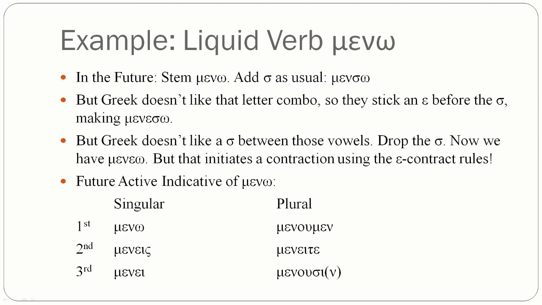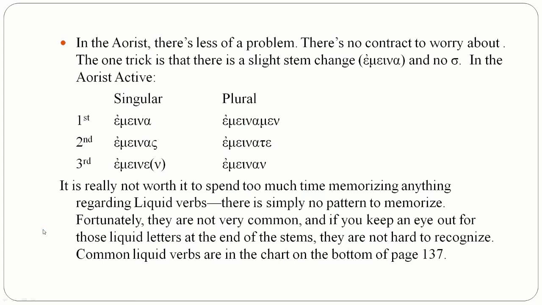This gets a lot less confusing in the aorist because there is no contraction to worry about in the aorist. Menō gets a slight stem change. We're going to add the epsilon in the middle of there, mein. And of course, because this is a liquid verb, there's no sigma.